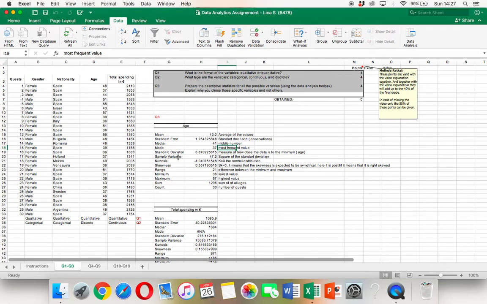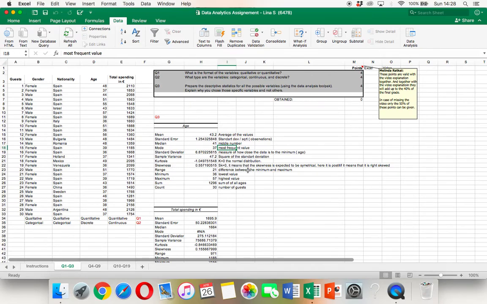Then we have the standard deviation, which is a measure of how spread out the data is. Then we have the sample variance, which is the square of the standard deviation. Then we have the kurtosis. If, for example, the kurtosis equals 0, the distribution is normal. Then we have the skewness.